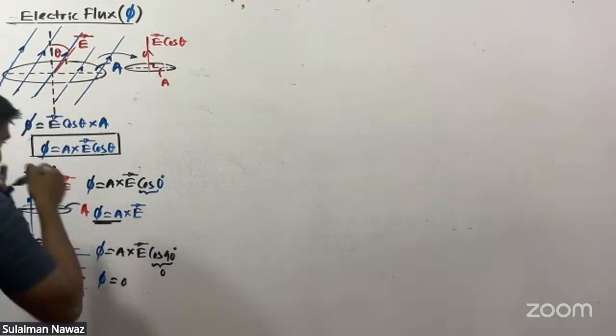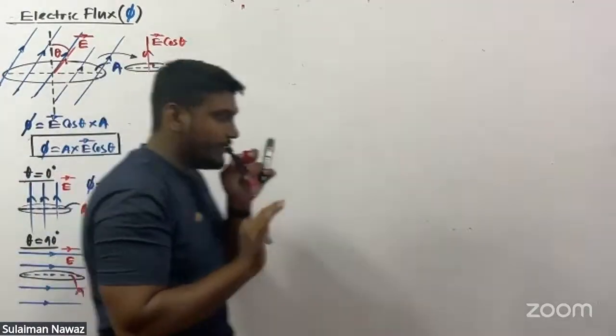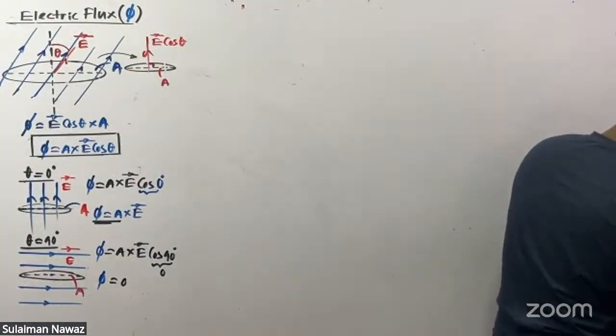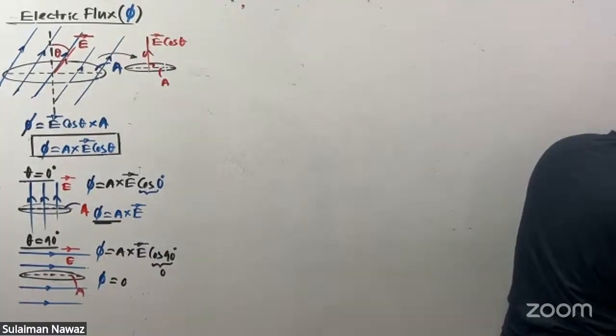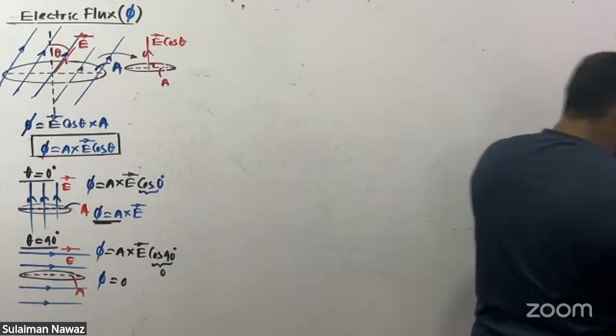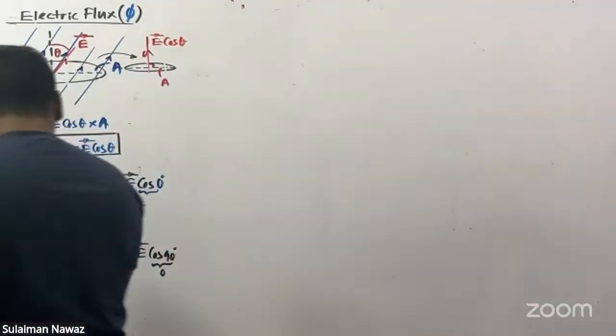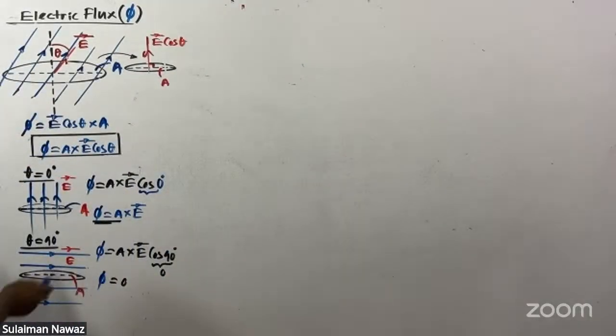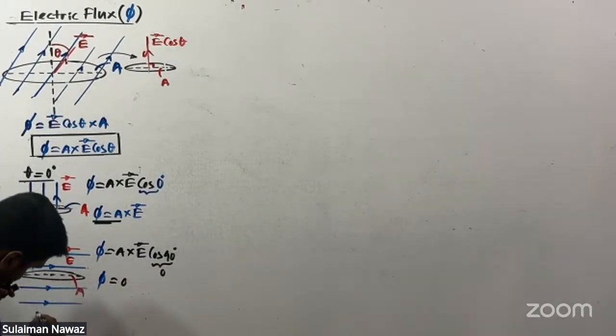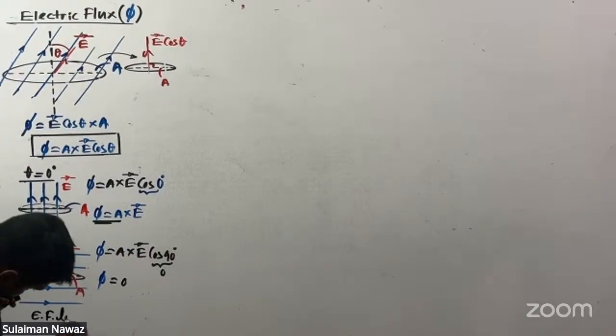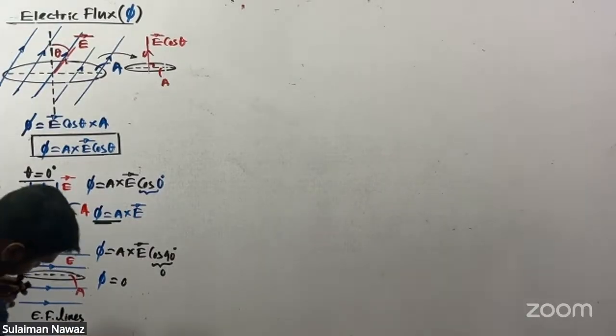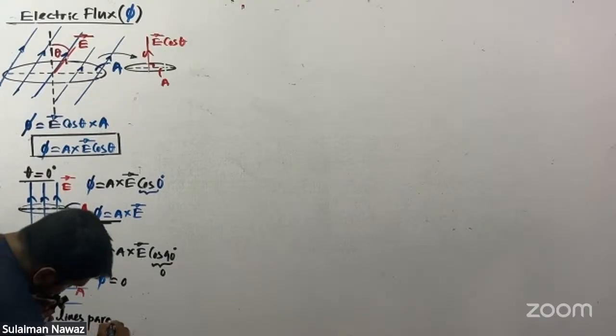Nice story. Right? Write the story also. So simply remember, when the electric field lines are parallel to the area, then the flux is 0.